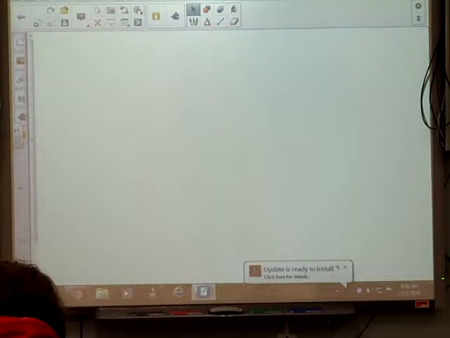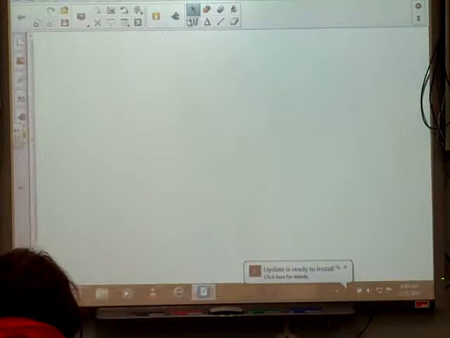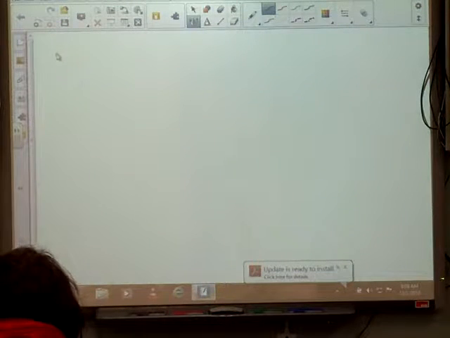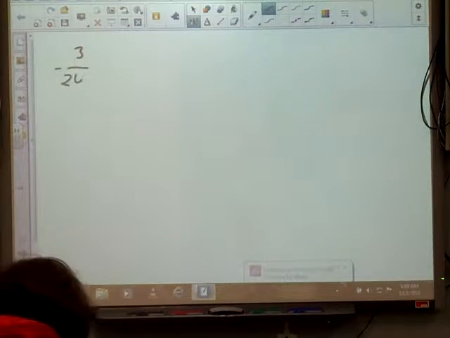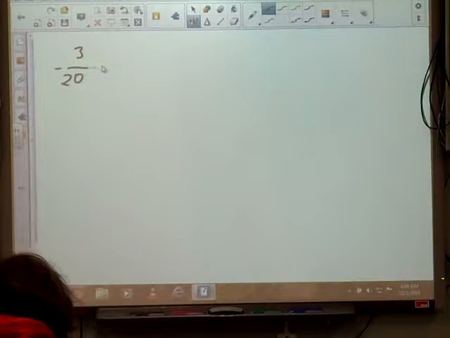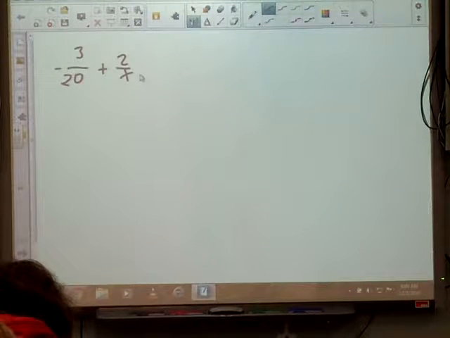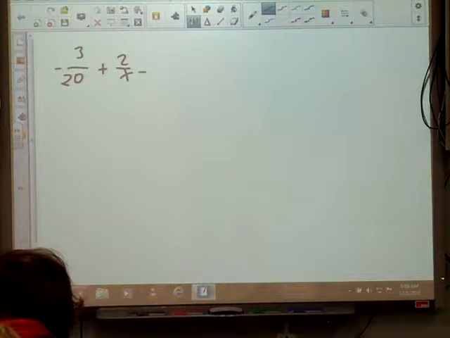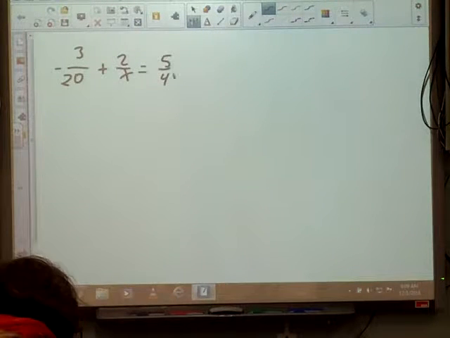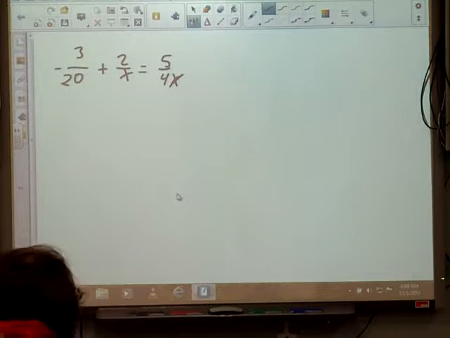Alright, let's rock and roll here. I've got negative 3/20. Y'all focus, let's go. Plus 2 over x is equal to 5 over 4x. Now we've multiplied and divided with these things. We've added and subtracted with these things. Now we've got an equal sign and we've got to solve for x.